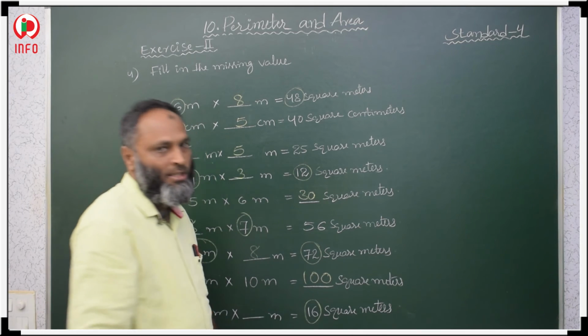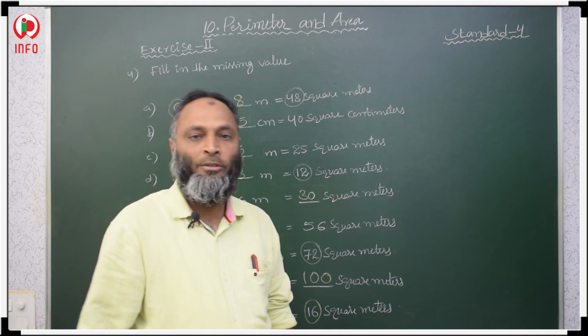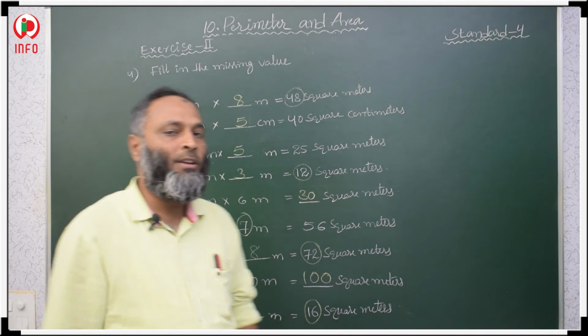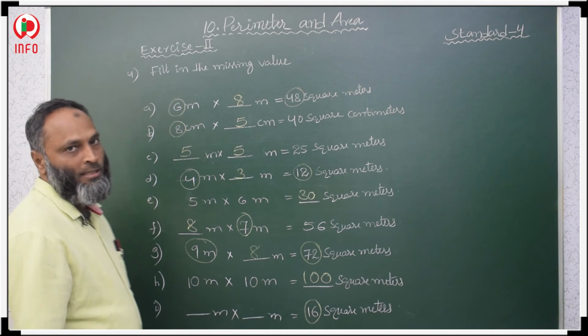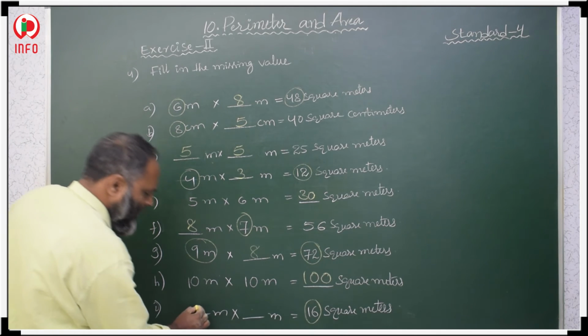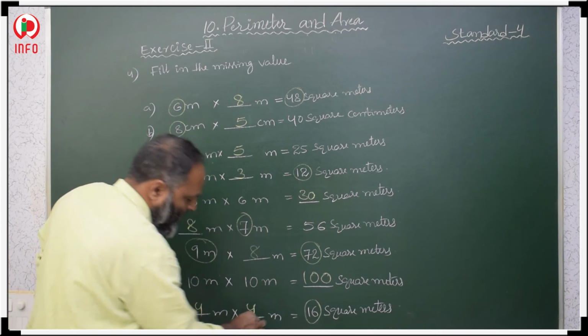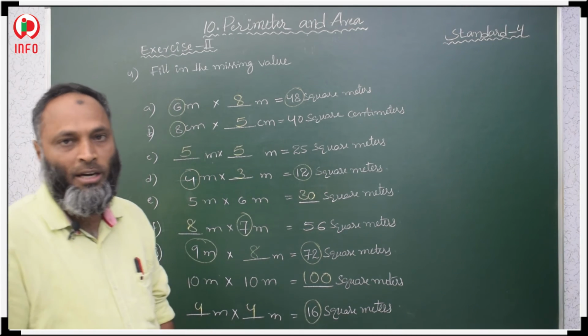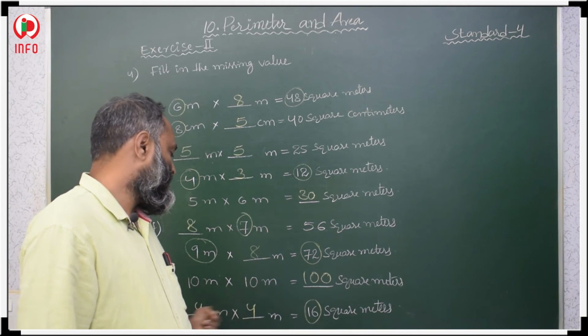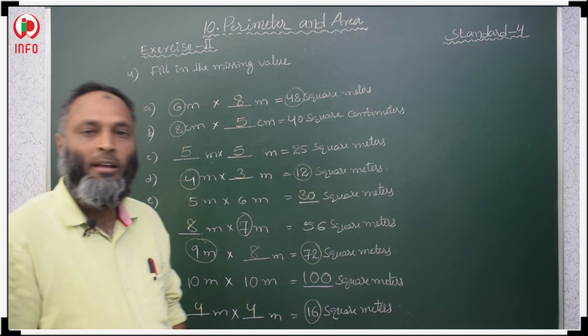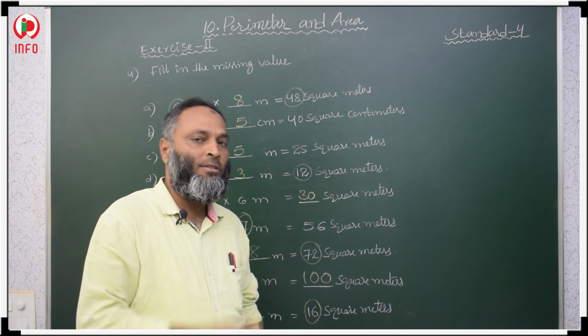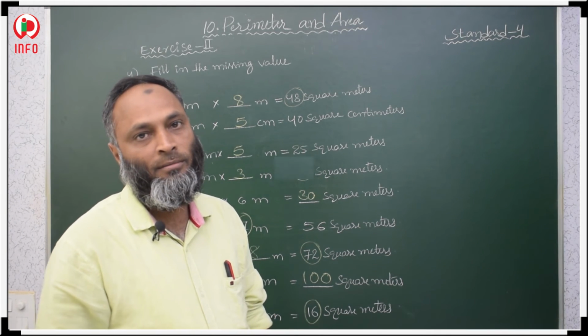So 16 means we have to take 16 factors. 8 2s are 16, 4 4s are 16, anyone you can take. 1 16s are 16, anyone you can take. Take 4 4s are 16, or otherwise 8 2s are also correct. So here 8, here 2, or 2, 8, whatever it is. Whatever 16 factors, that we should write there.